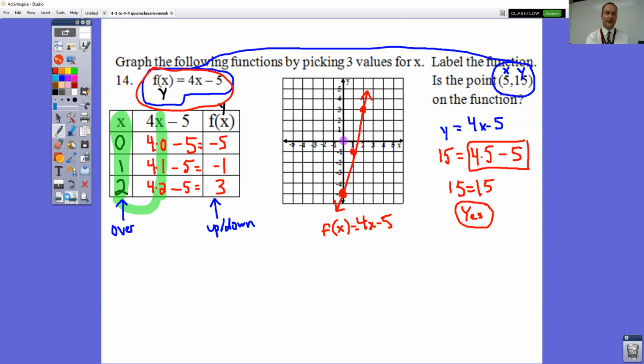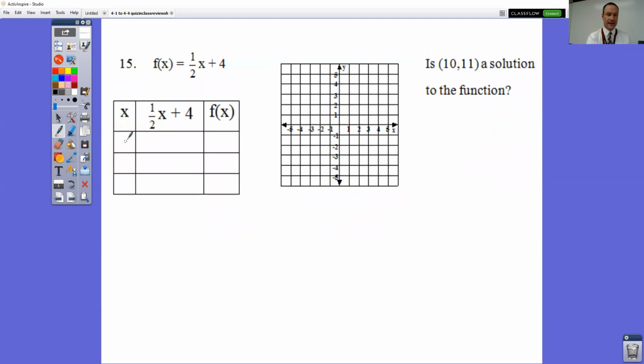Take a look at number 15, please. In number 15, we're going to choose 0, 2, and 4. Those numbers will be already chosen for you. For 1/2, 1/2 is really 0.5 when we change a fraction into a decimal, doing top divided by bottom. So you're going to have 0.5 times 0 plus 4. You're going to have 0.5 times 2 plus 4. And then you're going to have 0.5 times 4 plus 4.